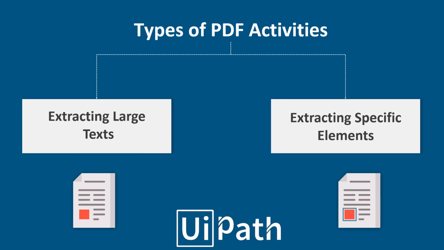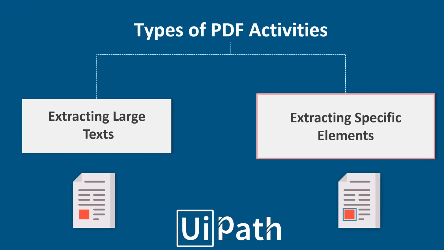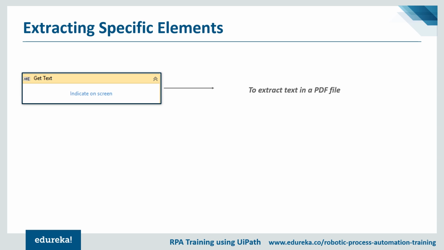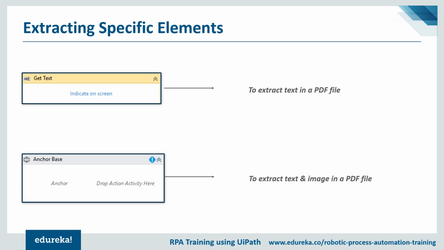Now moving on to the next type of PDF activities, that is to extract specific elements. So when you want to extract specific elements, there are again mainly two types of activities that you can use. That is the get text activity and the anchor based activities. So the get text activities are basically used to extract the text in the PDF file, and the anchor based activities are again used to extract the text and the images in the PDF file. So initially, I'm going to show you how you can use the get text activity.